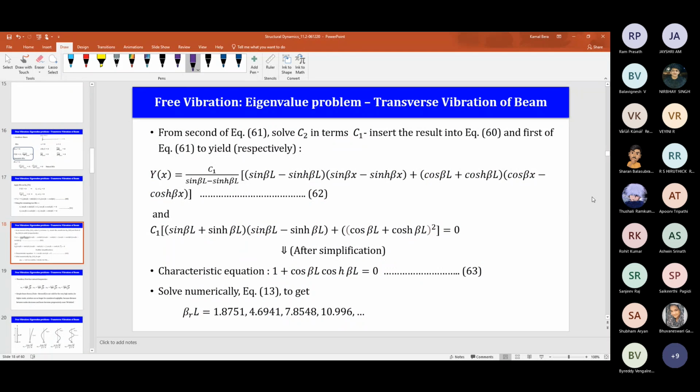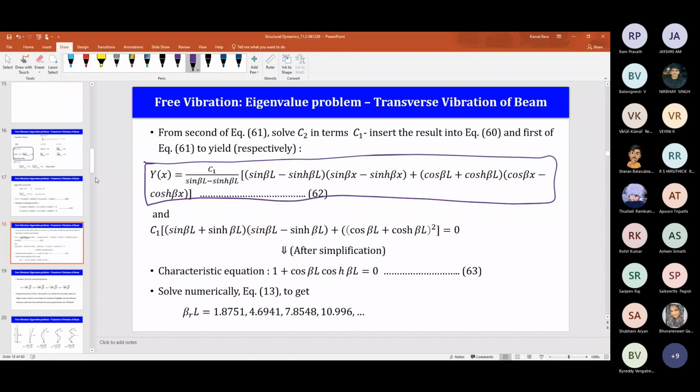Are you able to see the very big expression for the eigenfunction or mode shape? Yx is written here in terms of C1. But anyway, it doesn't matter. Let's say I want to find the rth mode shape. Yr equals to beta r, this is r, for the rth mode. I know beta r by solving the characteristic equation, 1 plus cos beta L cosh beta L equal to 0. Solving that, I'll get beta r. Substitute here, this is just a constant, and I'll get the mode shape. Fine? No issue.